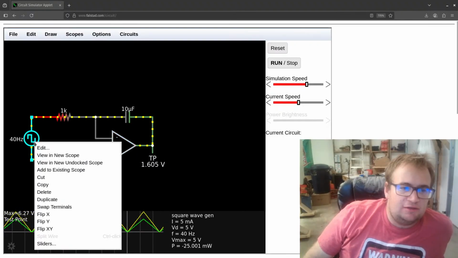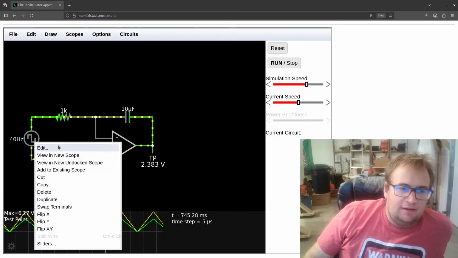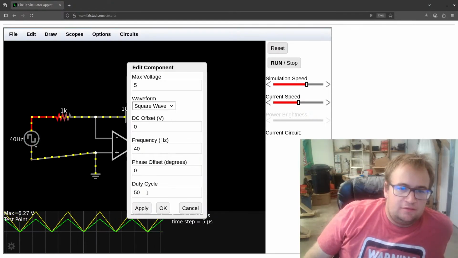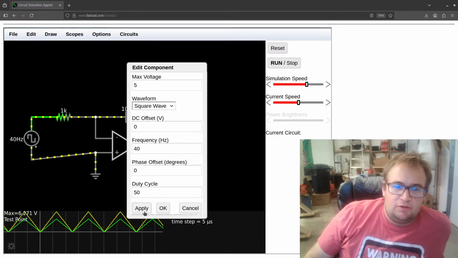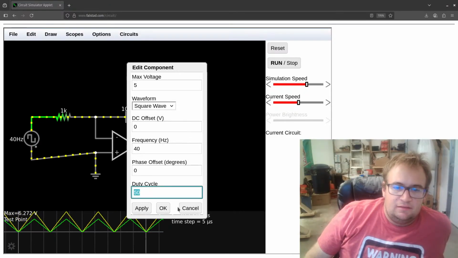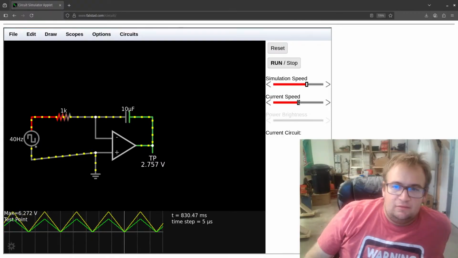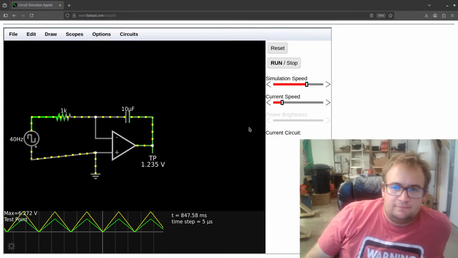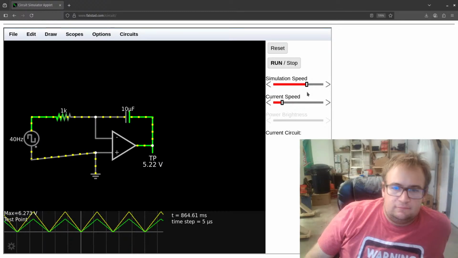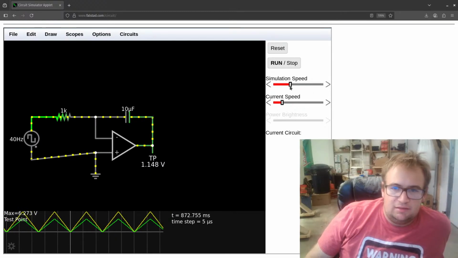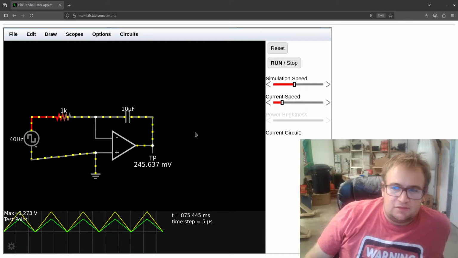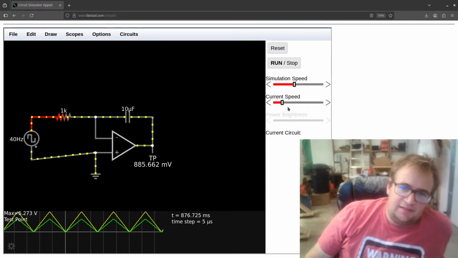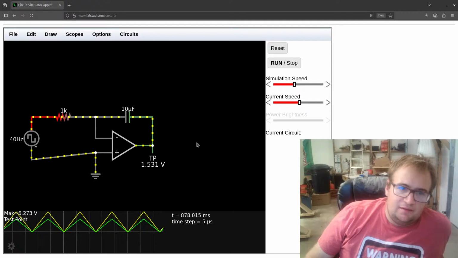I think if we slow it down here, actually we could probably, here, cancel. We can go here. What's simulation speed? There, yeah. So we can slow down the simulation speed to get a better look at everything.